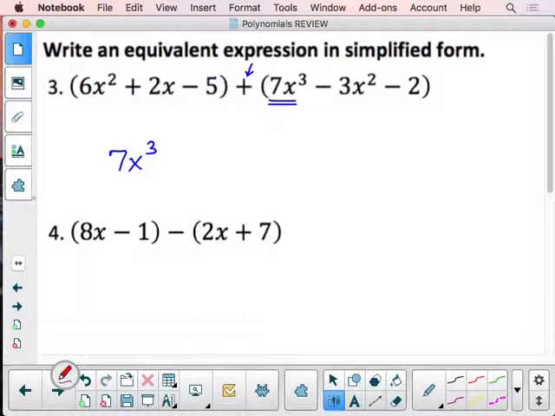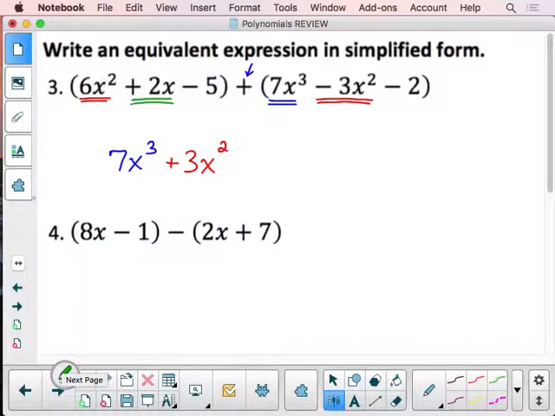Then we look at x squared terms. I have 6x squared and minus 3x squared. So we combine those. 6 take away 3, we end up with just positive 3, x squareds remaining. Notice I did not add the exponents. We do not make that into 3x to the 4th. We do not combine those.